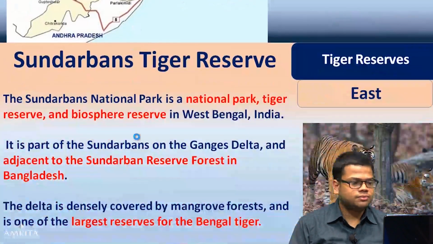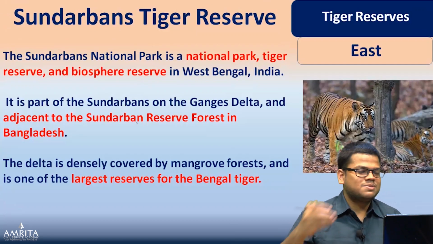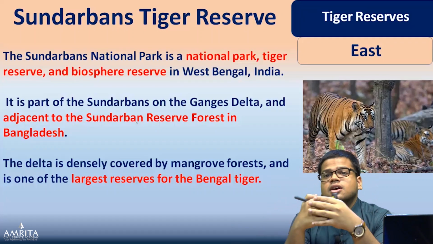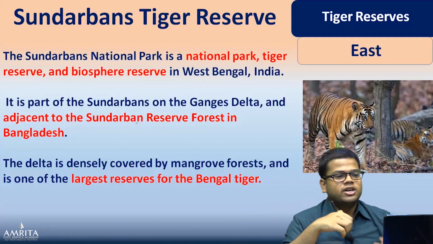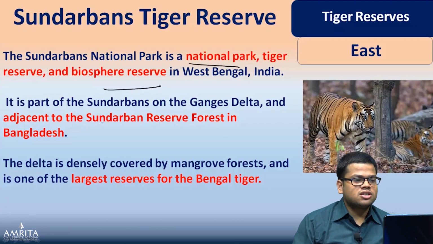So we'll move on. Next, we will see Sundarban Tiger Reserve. Now we come from Odisha to the West Bengal region. The Sundarban itself is a tiger reserve. It's a biosphere reserve. It was recently made the 27th Ramsar site. So it is one of the very rich ecological regions. Again, it is mentioned: national park, tiger reserve, biosphere reserve.